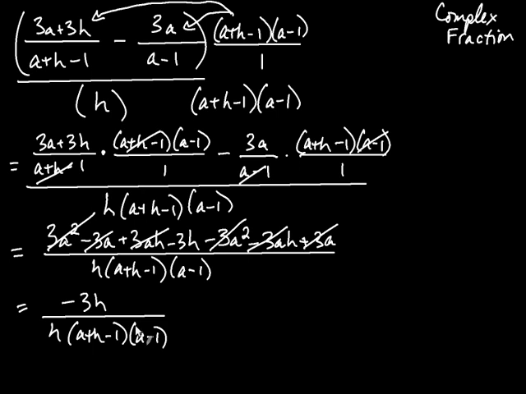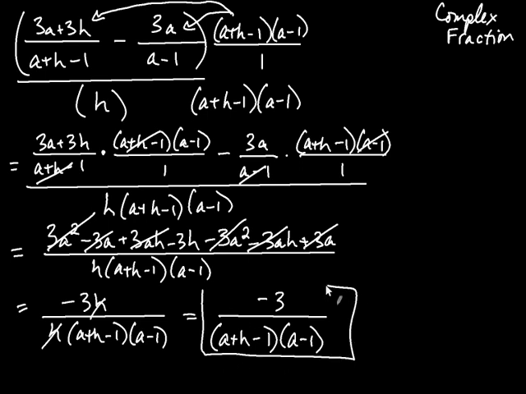And then we can cancel, right? That's the advantage of leaving this factored: you hope that at the end of the problem you can do a little cancellation, and here we can. The h's cancel, and we end up with just negative 3 divided by a plus h minus 1 times a minus 1. Okay, and that's the end of the road for the problem. This is our difference quotient simplified for this problem.